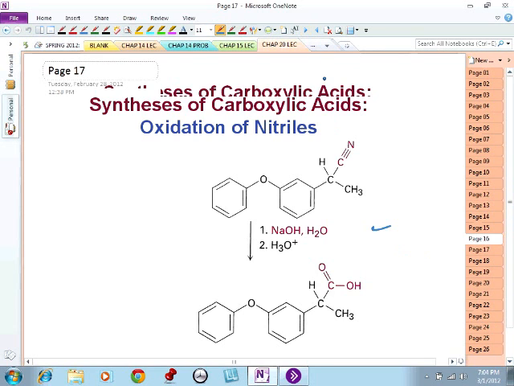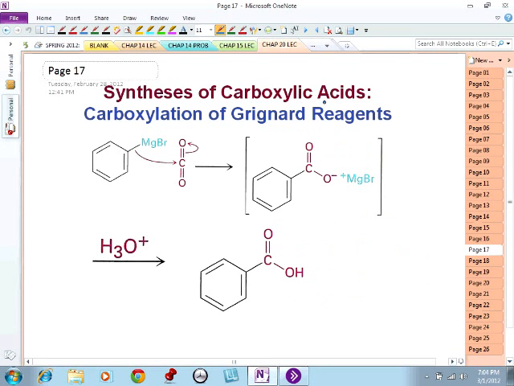Now we could also use Grignard. Grignard is a very powerful reagent. If you take Grignard and you dump in some dry ice, carbon dioxide, you get carboxylic acid. That is what is happening here. This is carbon dioxide here.